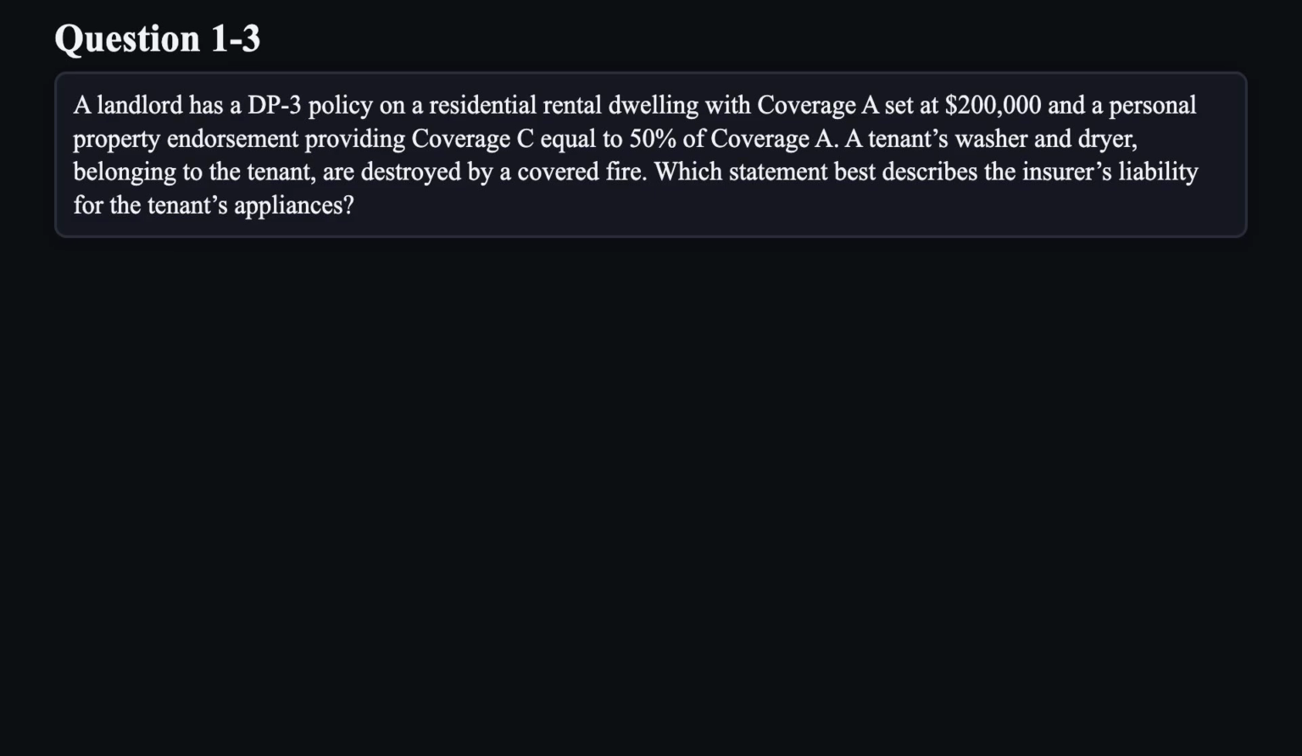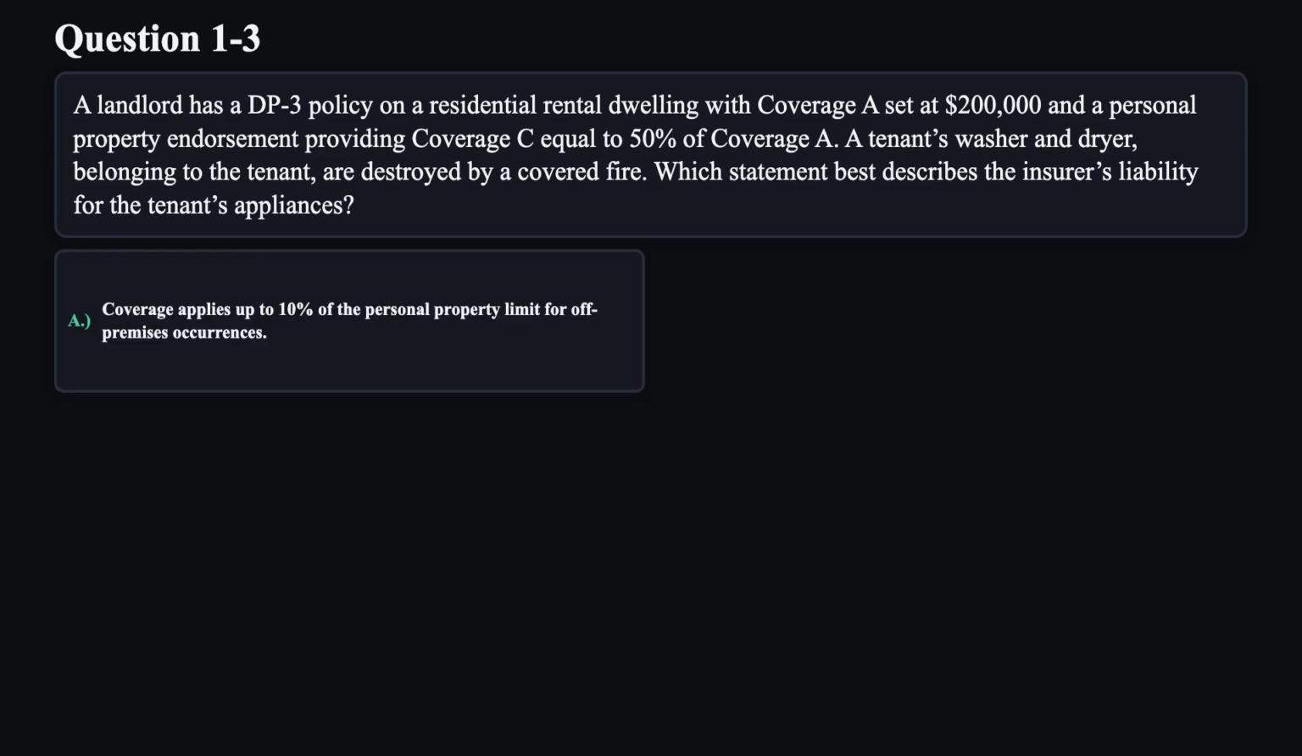Question 3. A landlord has a DP3 policy on a residential rental dwelling with coverage A set at $200,000 and a personal property endorsement, providing coverage C equal to 50% of coverage A. A tenant's washer and dryer belonging to the tenant are destroyed by a covered fire. Which statement best describes the insurer's liability for the tenant's appliances?